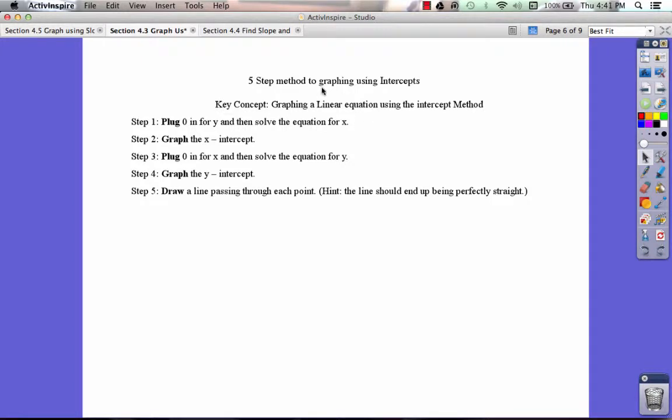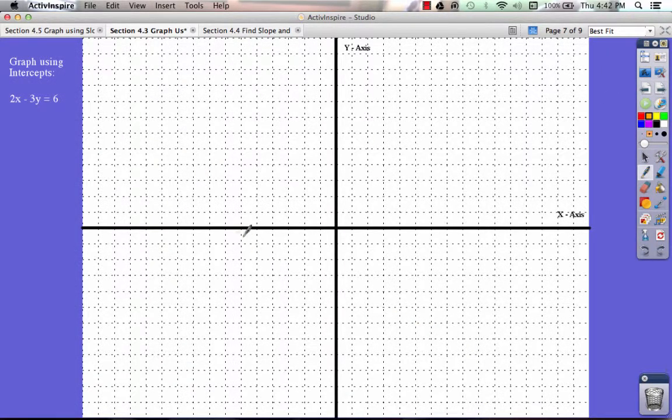Here's the 5-step method of graphing using intercepts. You can use this on any linear equation to graph using the intercept method. We're going to use these 5 steps in the next couple of examples. Now we're going to graph using intercepts. We're going to use the 5-step method to do this.